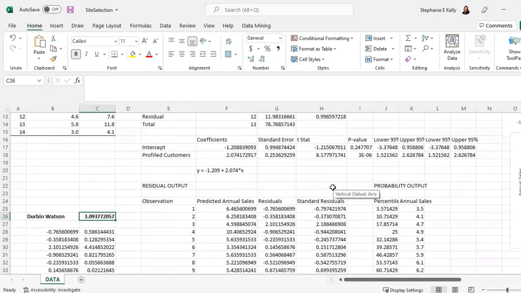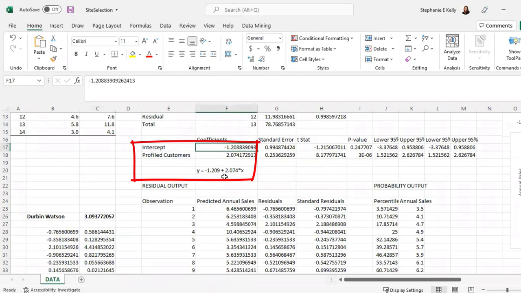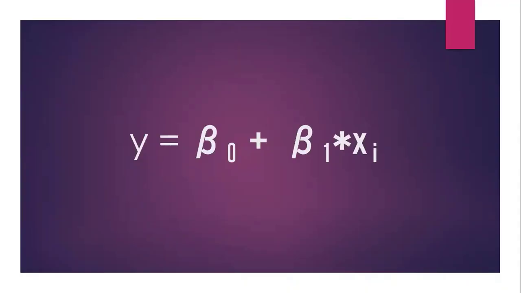If you recall last week from our cell output, we said that our linear model took the shape of y equals this intercept value plus this coefficient value connected to profile customers times x. The basic form of any linear regression model is that y, your dependent variable, is equal to beta sub naught, which is your y-intercept, plus beta sub 1, which is your regression coefficient, times x sub i, which is an individual data point from your independent variable.